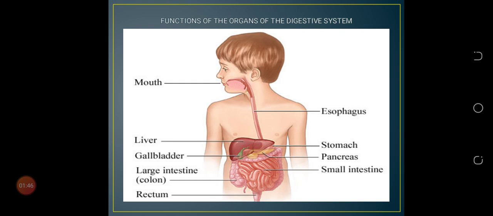So with this image, this is how the digestive system looks. We have the mouth, the esophagus, the liver, the gallbladder, the stomach, the pancreas, the large intestines, also known as the colon, the small intestines, the rectum, and the anus, which is not identified here. So now we go on to the functions of the organs mentioned here.